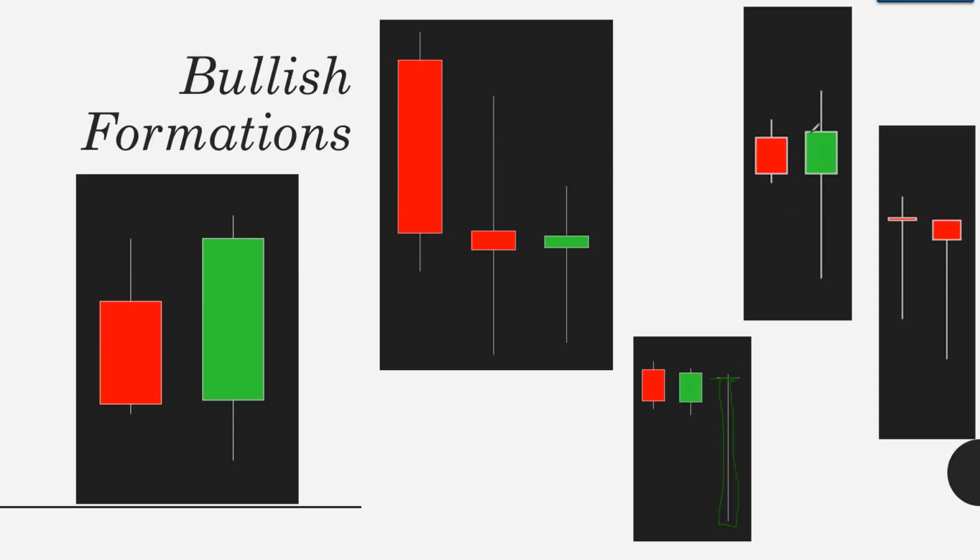In this one, they open, they push it down, make a new low, buyers step in, and then they push it right back up. In this formation, they open, they make a low, then buyers step in and they push it right back up. Those are the formations that I'm actually looking for. Okay?